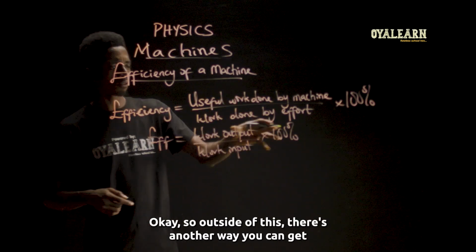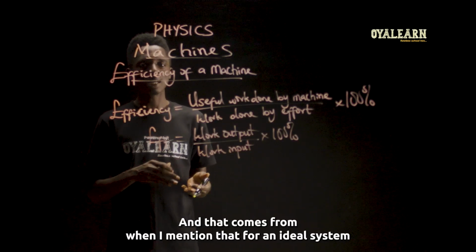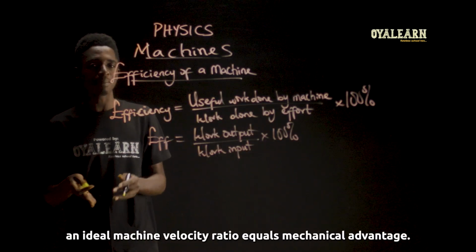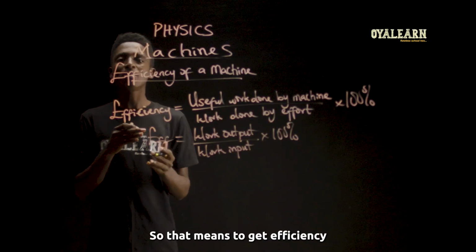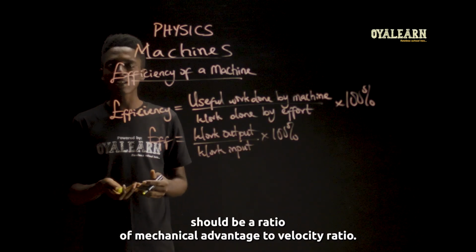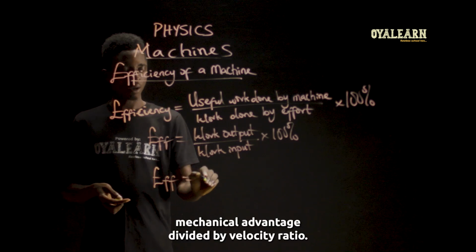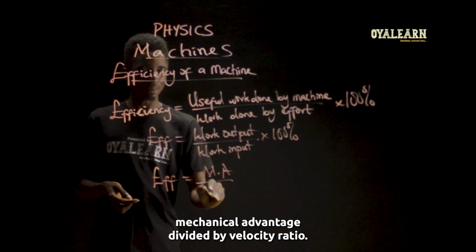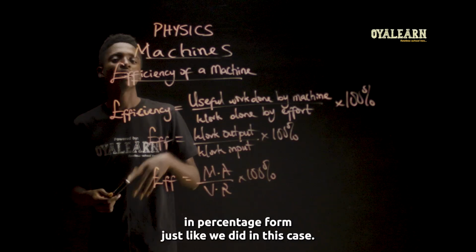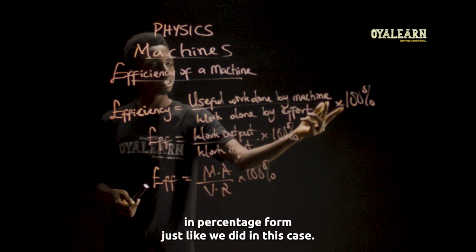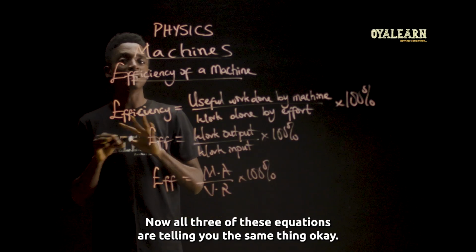Outside of this, there's another way you can get efficiency using mechanical advantage and velocity ratio. That comes from when I mentioned that for an ideal machine, velocity ratio equals mechanical advantage. So to get efficiency, it should be a ratio of mechanical advantage to velocity ratio. That is, efficiency is also mechanical advantage divided by velocity ratio. Then when you multiply this by 100%, you can put your efficiency in percentage form, just like we did in this case, and this case. Now, all three of these equations are telling you the same thing.